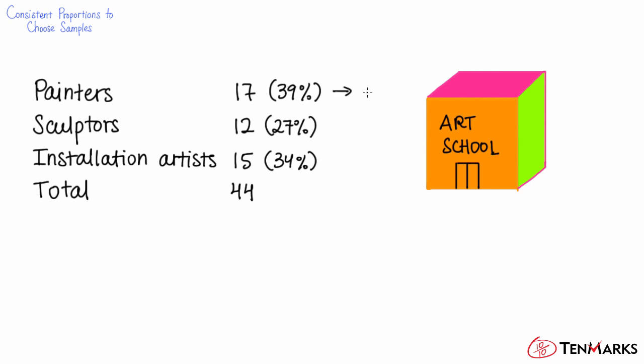39% of 20 is about 8, 27% of 20 is about 5, and 34% of 20 is about 7. So, 8 painters, 5 sculptors, and 7 installation artists will get into art school. Great job!